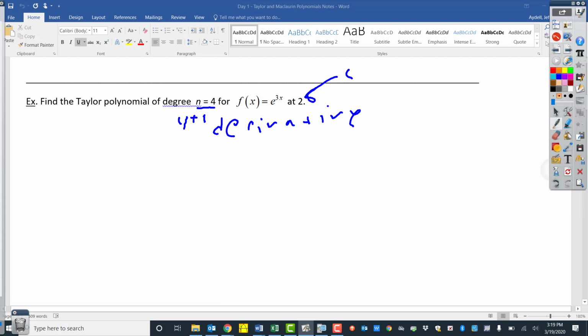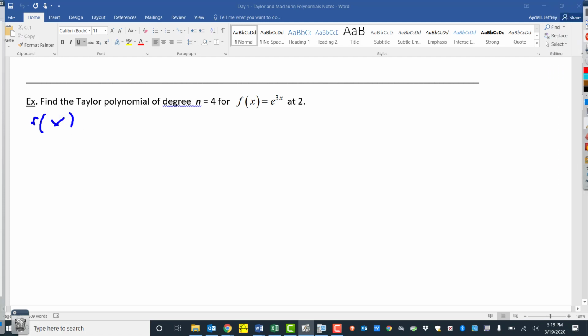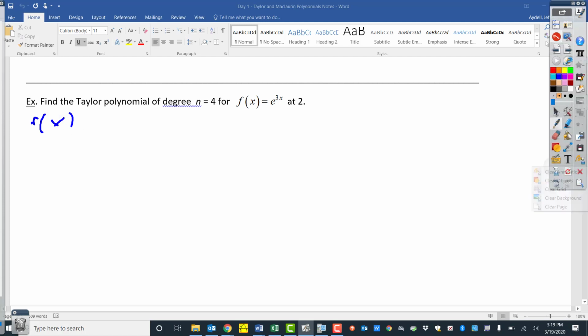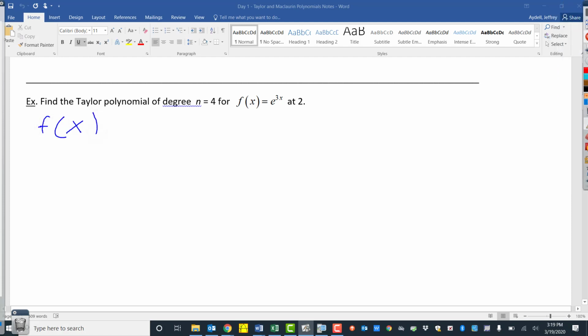So let's start with the fourth derivative part. This is the easiest part. So we'll start with f of x, and let me write that a little bit better. So we'll start with f of x, and that equals e to the 3x. Then we'll move on to f prime of x. This is the first derivative. Well, derivative of the outside is e to the 3x. Derivative of the inside is 3. So 3e to the 3x.